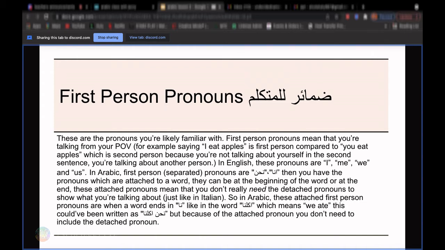So in this lesson, we're just going to talk about the first person pronouns. These are the pronouns in Arabic that when learning phrases, you're probably most familiar with. So ana just means I, and nahnu means we. This is the category of pronouns in Arabic that has the least amount of separated pronouns. There's only two, I and we.